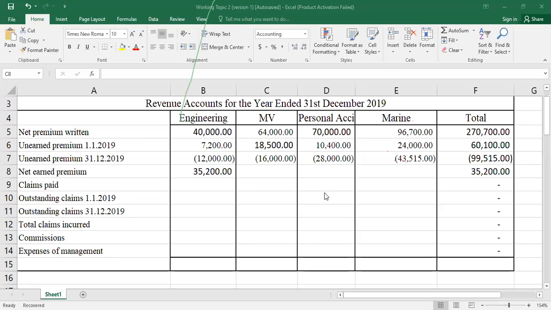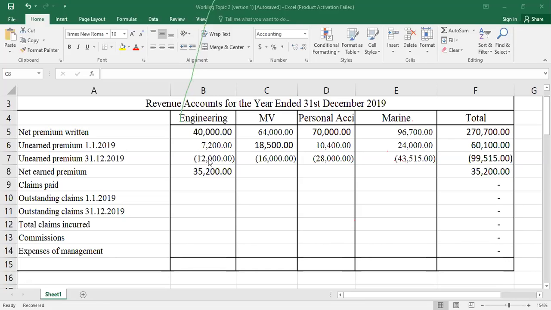I've indicated that we have the net premium, and it is given there: 40, 64, 70, then 96,700, which is totaling to 270,700. Then our unearned premium is given there. We have 7,2, 18,5, we have 10,400 and 24,000. The unearned premium as at the end of the year will be subtracted because it hasn't been earned yet. That's why you've been given the percentages.